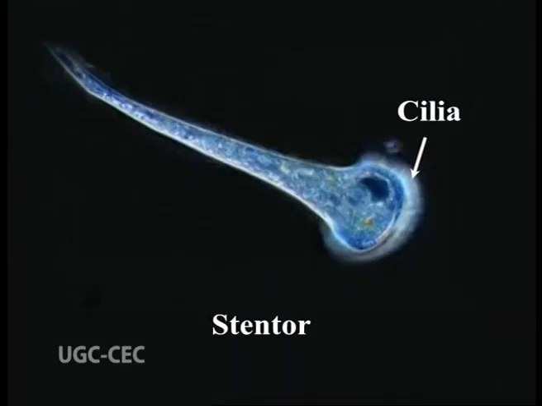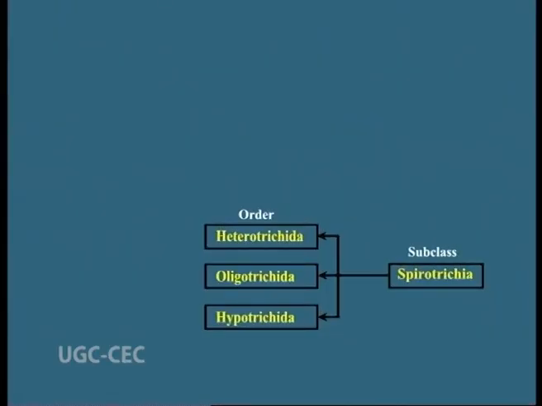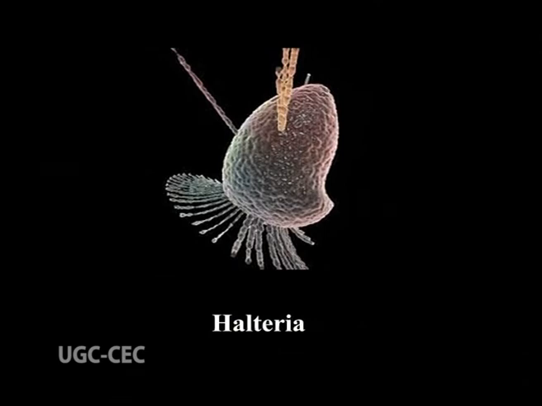Body cilia short, uniform, or body encased in a lorica and body cilia absent. Order Oligotrichida, and examples are Strombidium and Halteria. They are small ciliates with body cilia reduced or absent. Buccal membranes conspicuous, extending around the apical end of the body.